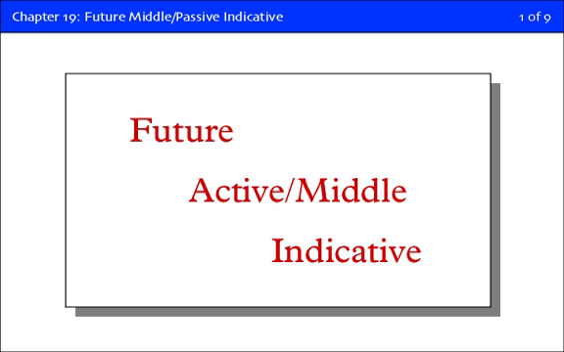In chapter 19, we're going to learn the future, both active and middle indicative. Now you notice there's no future passive in this chapter. The future passive is formed differently, and we're going to learn it in a few chapters. So in this chapter, we're going to look at the active and the middle forms in the future. In other words, we're going to learn how a Greek would say, I will go do something, for example.